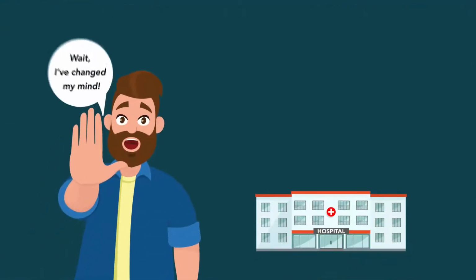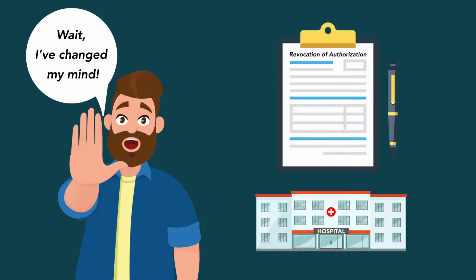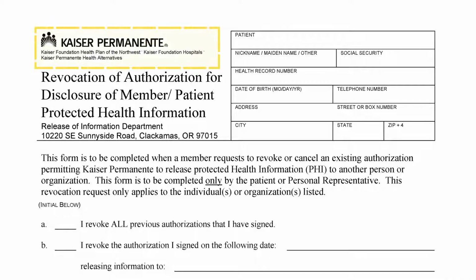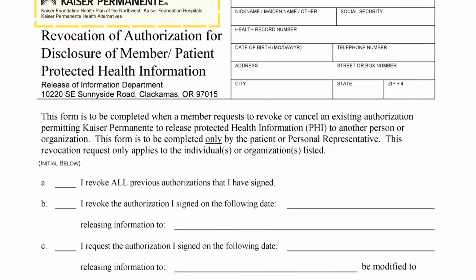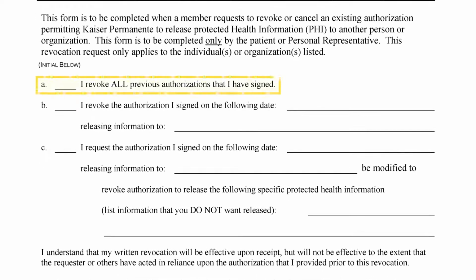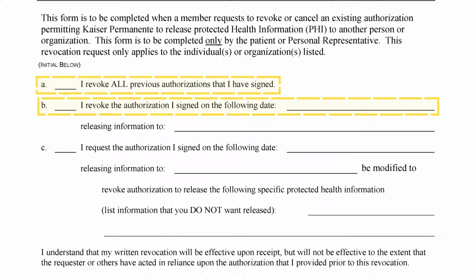A patient can revoke an authorization, though the revocation must be in writing and is only effective when the covered entity receives it. For example, Kaiser Permanente, one of the United States' largest healthcare delivery systems, provides patients with a template revocation of authorization form. This form includes a line revoking all previous signed authorizations and requires the revoking party to provide the date he provided authorization and the name of the covered entity that was to receive his protected health information.